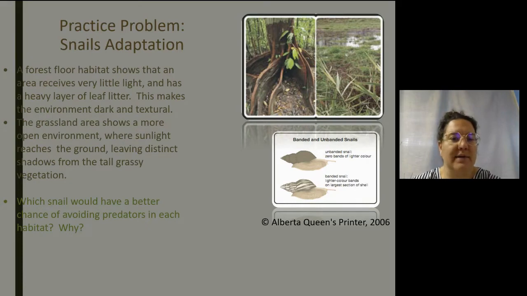So if we look at an adaptation question from your textbook, a forest floor habitat shows that an area has very little light and a heavy layer of leaf litter. This makes the environment dark and textural. The grassland area shows a more open environment where the sunlight reaches the ground, leaving shadows from the tall grasses and vegetation. Which snail would have a better chance of avoiding predators in each one, and why?